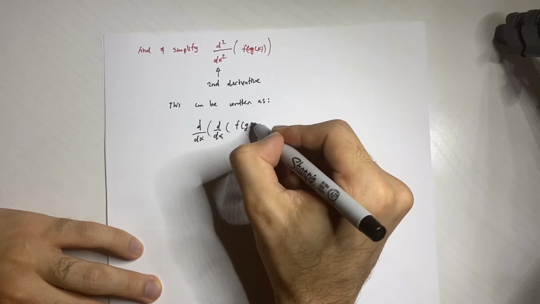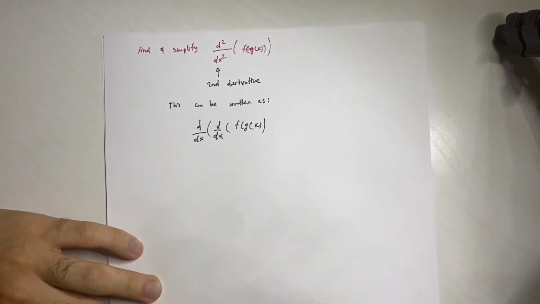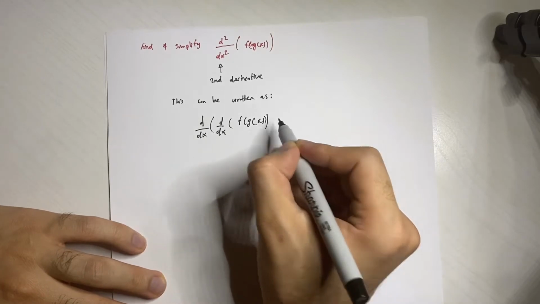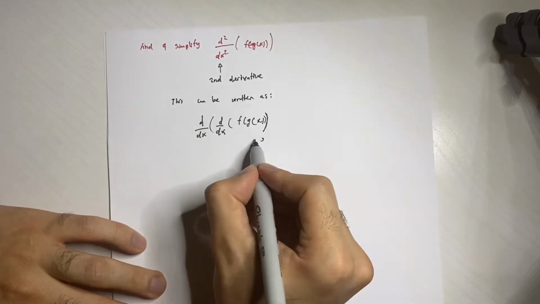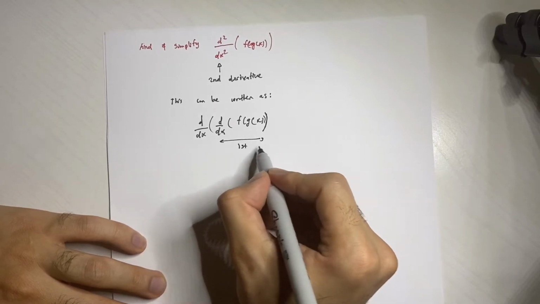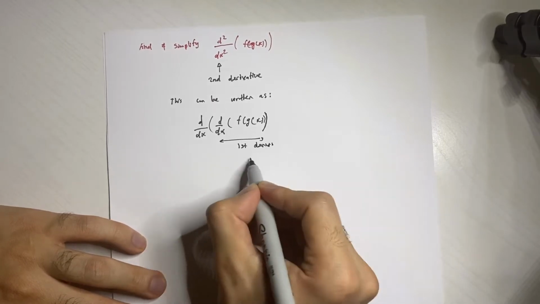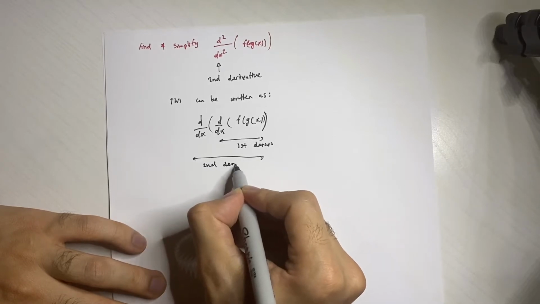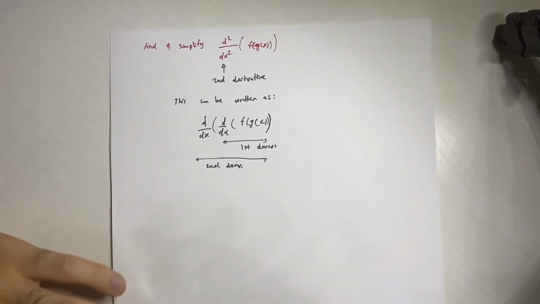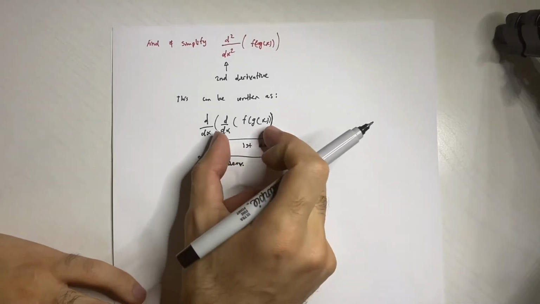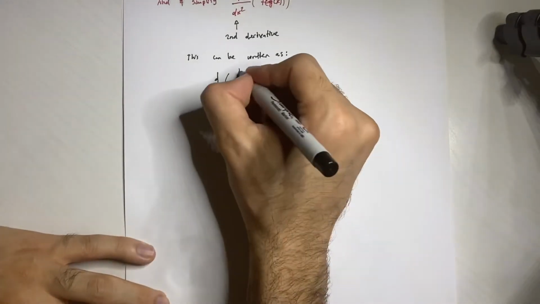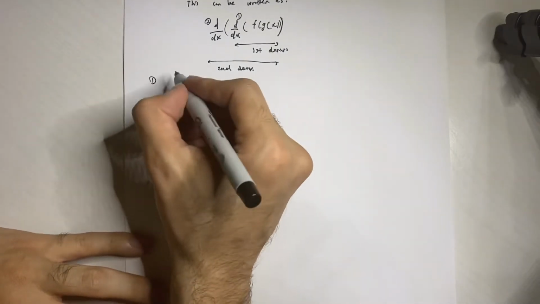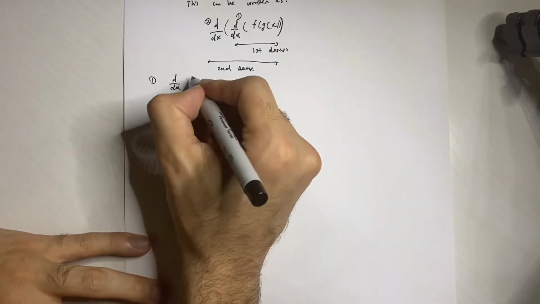So what we want to do first is to take the derivative of f of g of x and then take the derivative again of d/dx of f of g of x. So we will apply this is the first derivative, what's between the parentheses, and then we're gonna apply the second derivative, which is just the derivative of the first. So let's take the first derivative first. Let's find the first derivative.